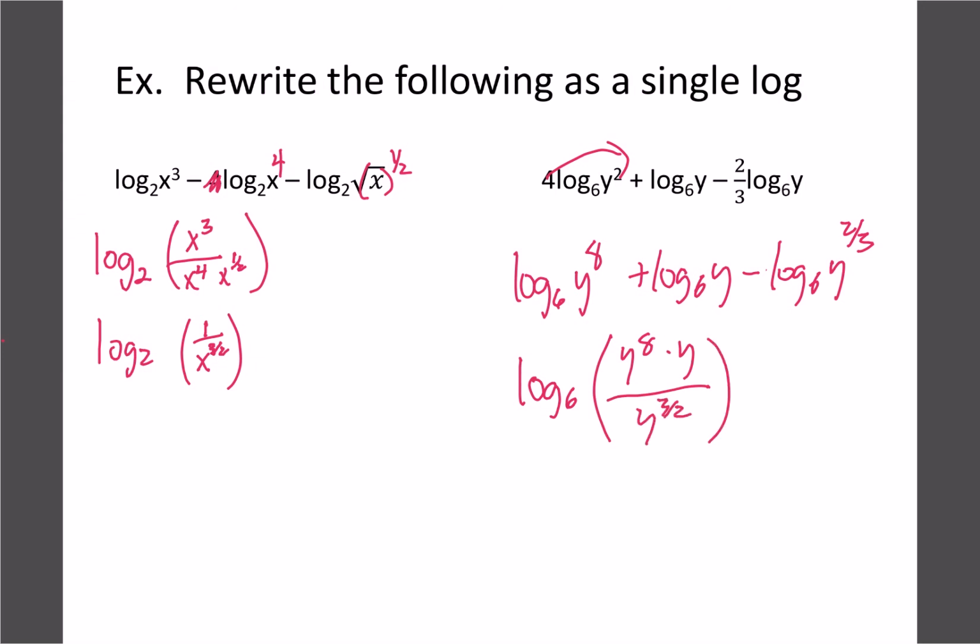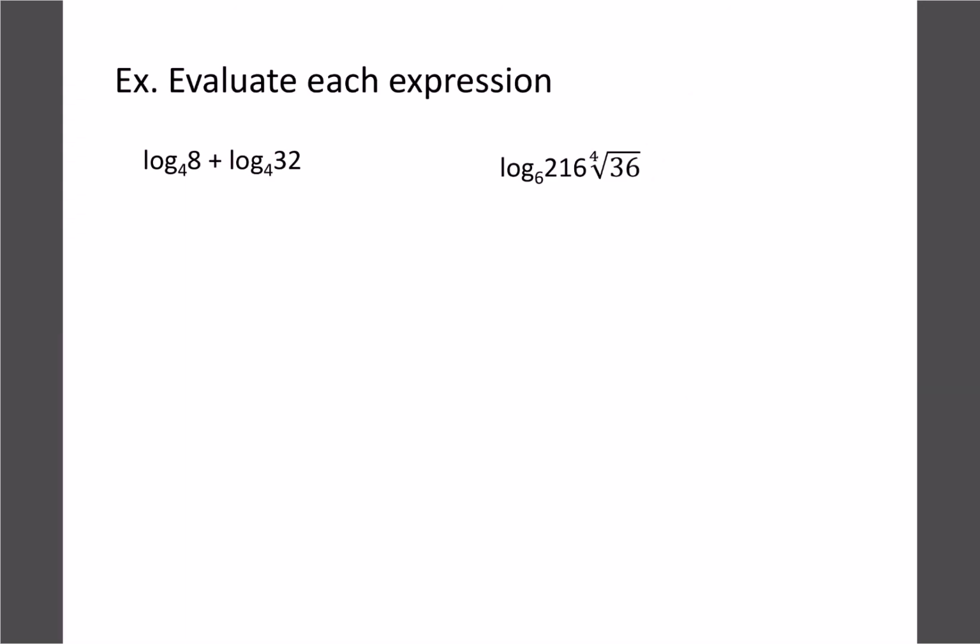So y to the 8 times y would be y to the 9, and then 9 minus 3/2. So 9 minus 1.5 is 7.5. So we can write that as log 6 of y to the 7.5, which would be 15/2 if we leave it as a fraction. And we can put brackets on, or you don't need to. It doesn't really matter. It works the same either way. Okay, so that's it for that one. Let's do a couple more.